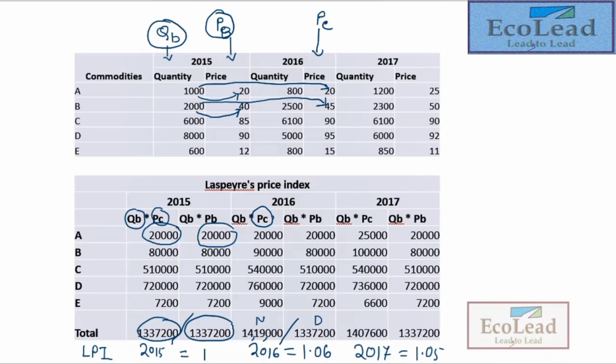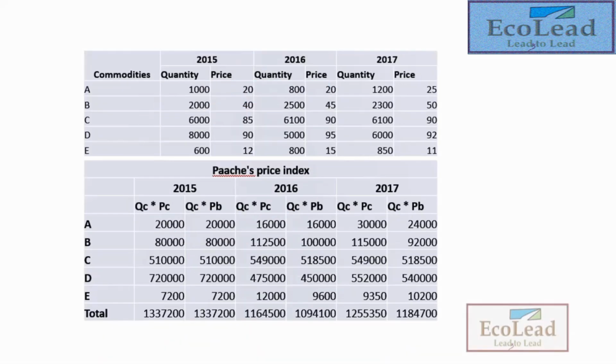So now we have calculated the last year's price index for all 3 years, 2015, 2016 and 2017. And we can see that for 2015 the value of the index is 1. Why is it 1? Because we have taken 2015 as the base year. Now we will calculate the purchase price index for the given data. For the purchase price index, the formula will be price of the current year multiplied by quantity of the current year, divided by price of the base year multiplied by the quantity of the current year.